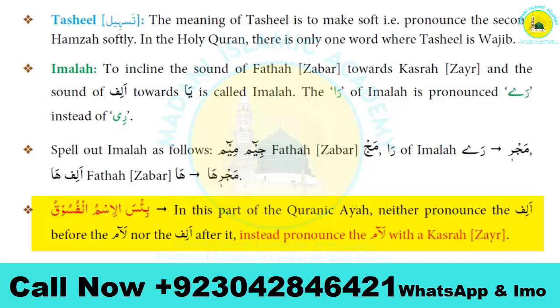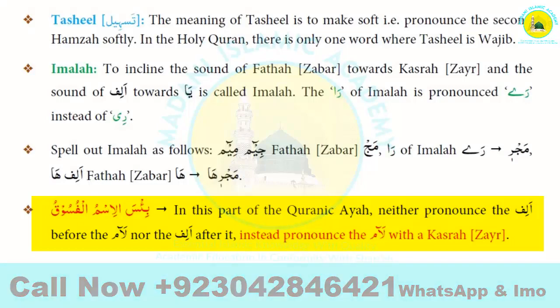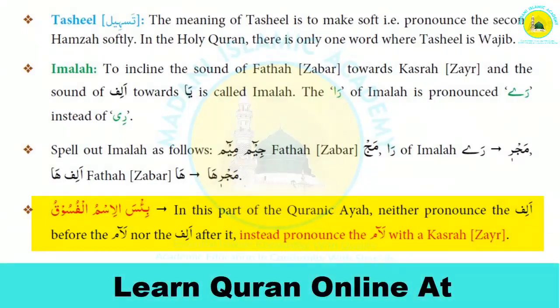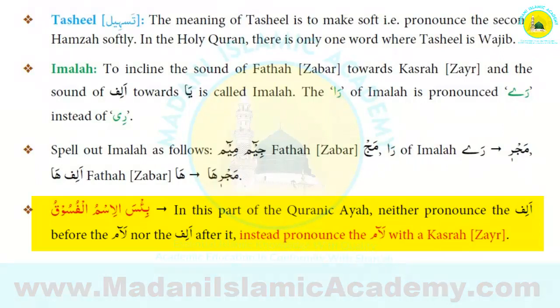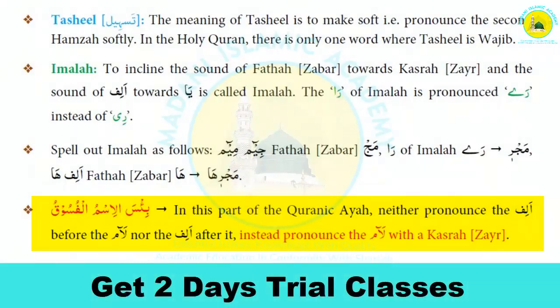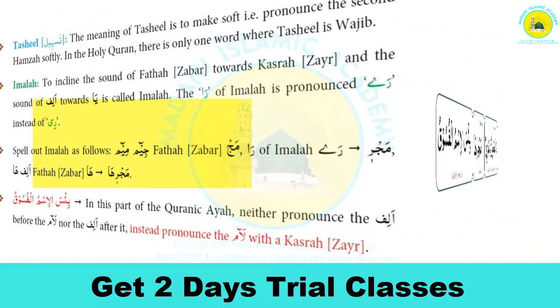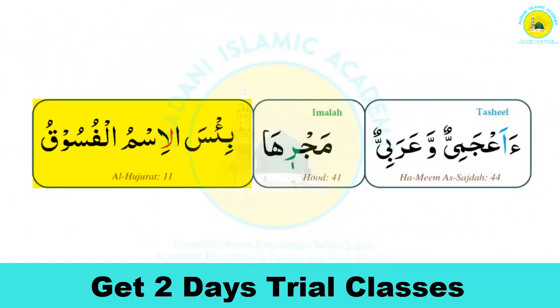So what will happen here? Let's read the rule. In this part of the Quranic ayah, neither pronounce the alif before the lam nor the alif after it. Instead pronounce the lam with a kasra, with a zair. So the lam has been highlighted red. That means we're going to read the lam. The seen will not join the alif, and we will not read this first alif and we will not read the second alif. Both of them are highlighted black.